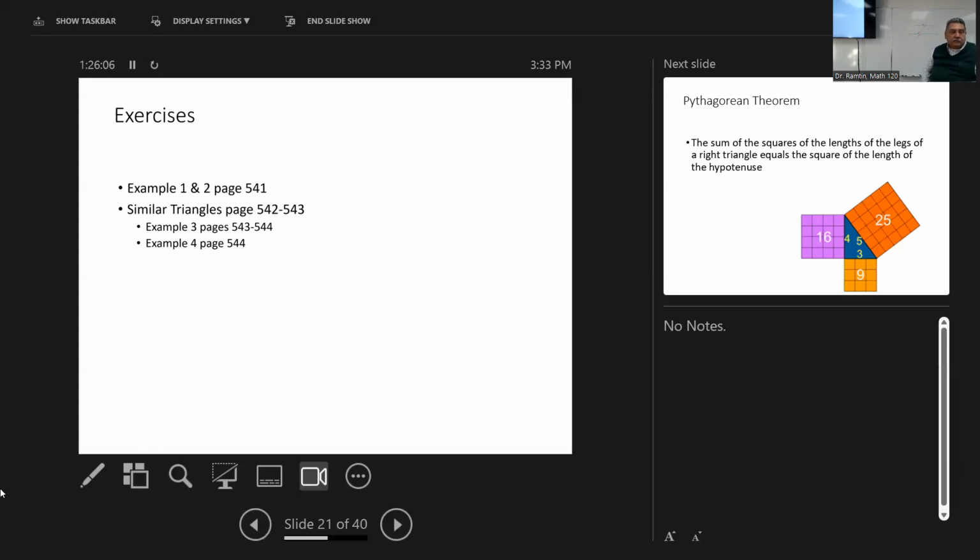Okay, let's go to page 542, 543. It talks about similar triangles. Let's look at example number 3. Explain why the triangles in Figure 10.19 are similar, then find the missing length x. Solution: Figure 10.20 shows that the two angles of the small triangle are equal in measure to the two angles of the larger triangle.